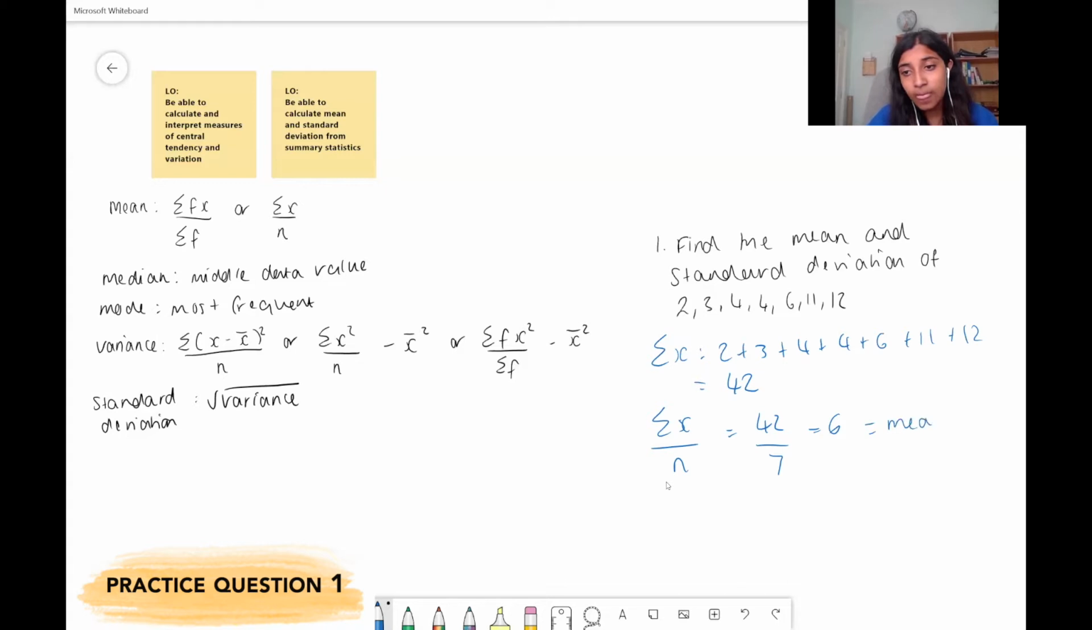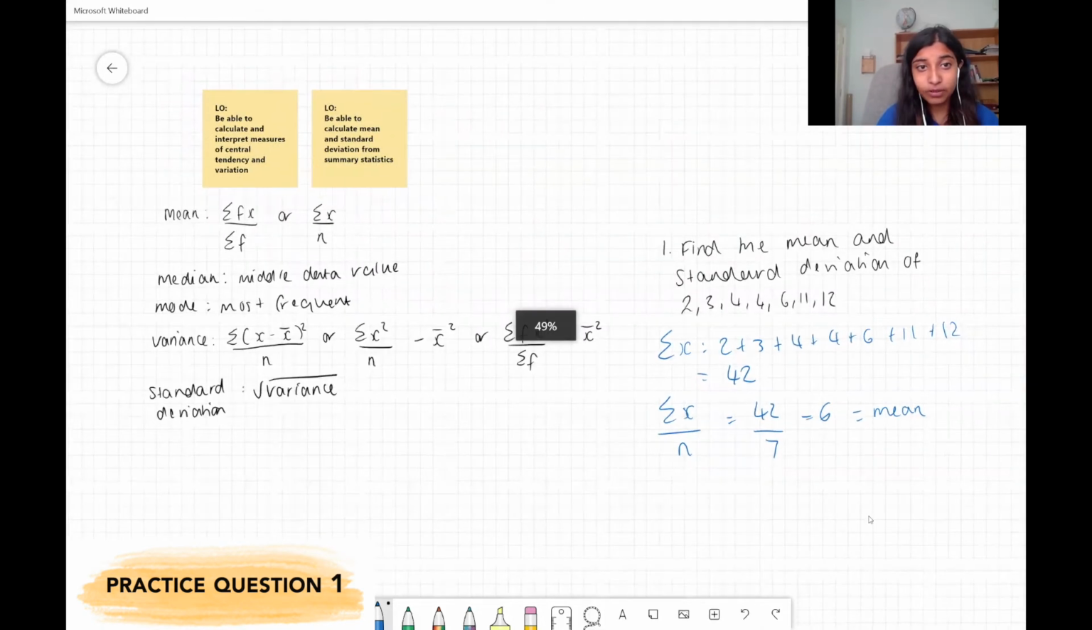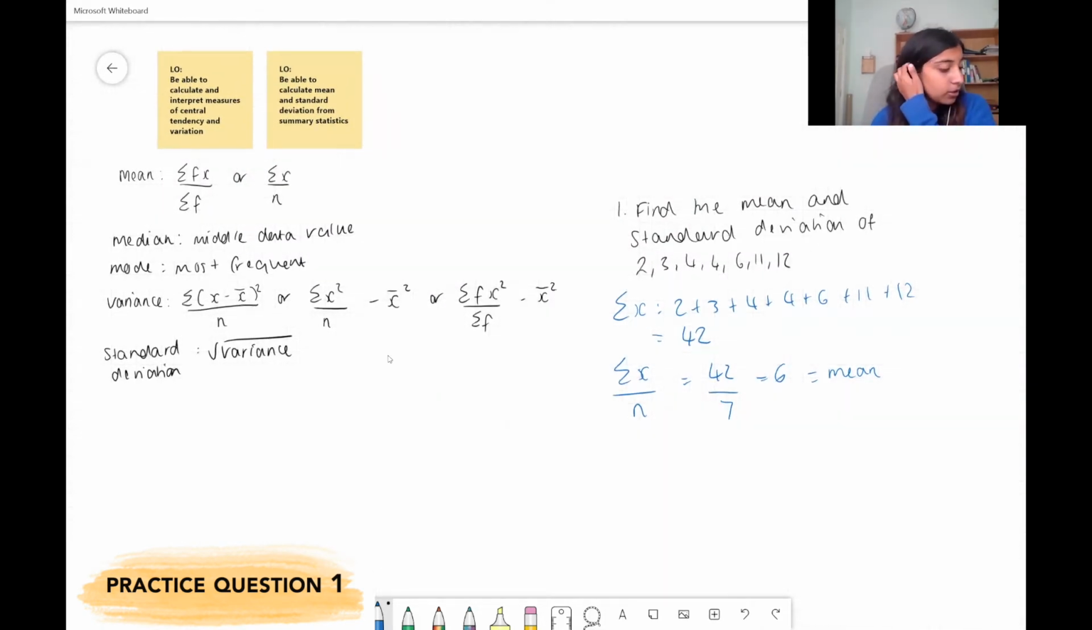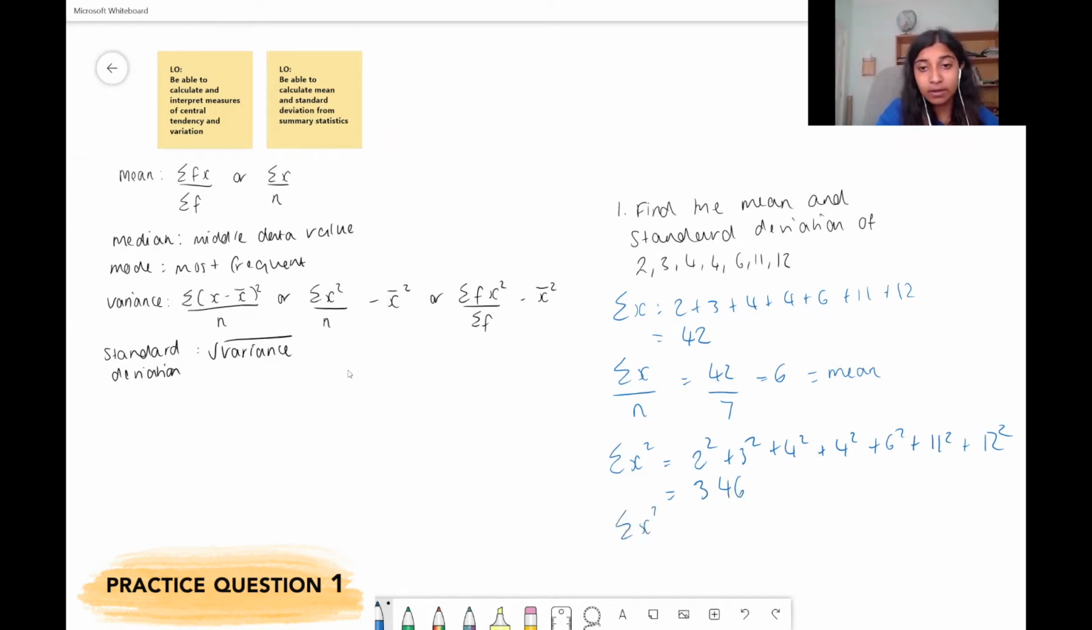So 6 is our mean. And now to find standard deviation, we can use either formula. We can either use this one or this one. Let's go with our sum of x squared. So if we do sum of x squared, that would just be equal to 2 squared plus 3 squared plus 4 squared plus 4 squared plus 6 squared plus 11 squared plus 12 squared. And if you apply that in your calculator, you should get that is equal to 346.